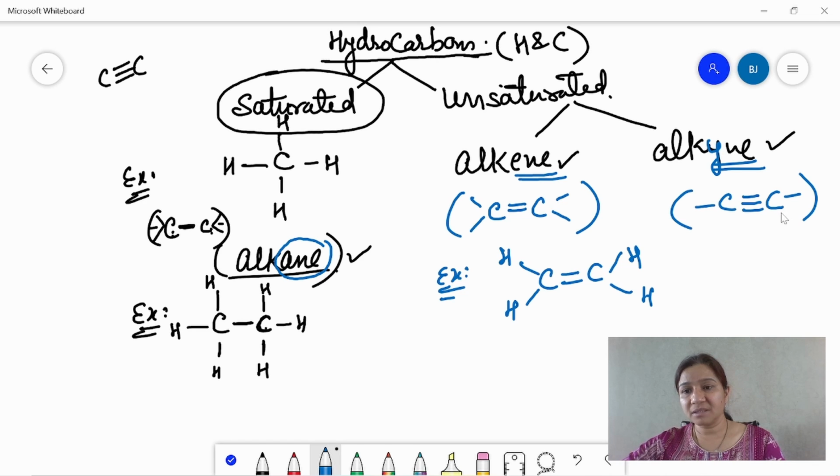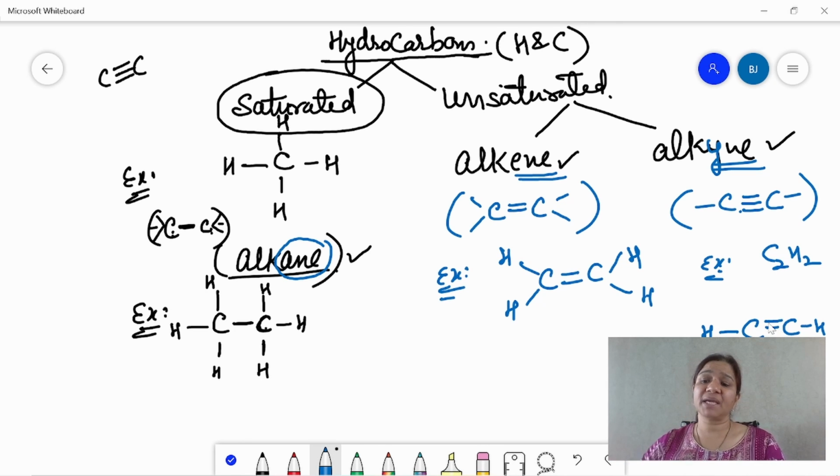Similarly, if you see the third class of compound, that is called alkynes, where again, as an example, I'm giving you C2H2. That means I have 2 carbon and 2 hydrogen. So I connected 2 carbon with 2 hydrogen. But when I'm doing so, my carbon's valencies are not satisfied. So I will make one bond here.